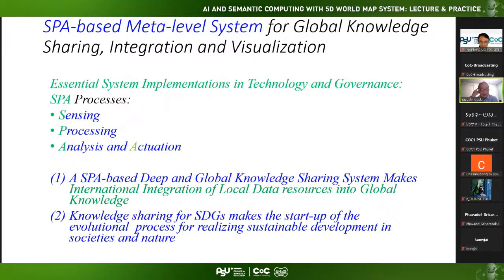Can you see my screen about the SPA? Next important terminology today I'd like to share with you is SPA. S is sensing, P is processing, and A is analysis and actuation. So three players must be designed in the new systems.